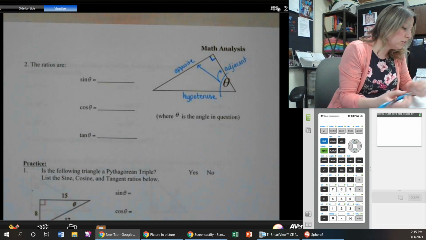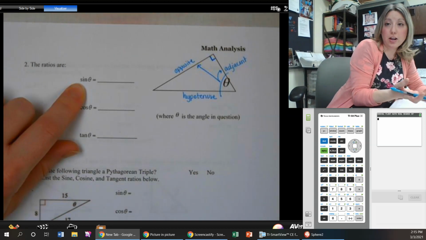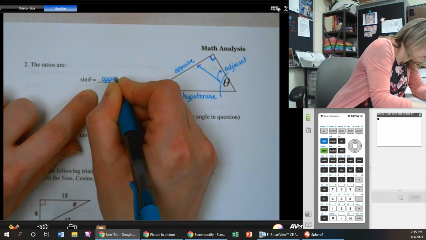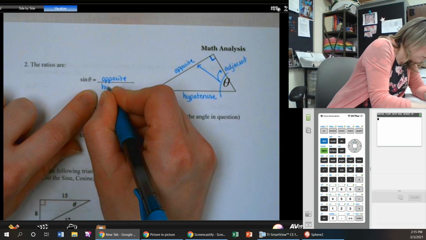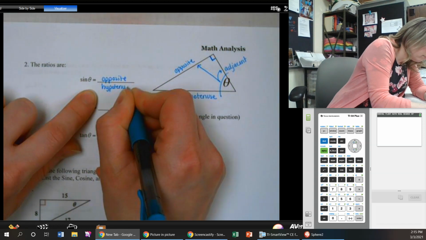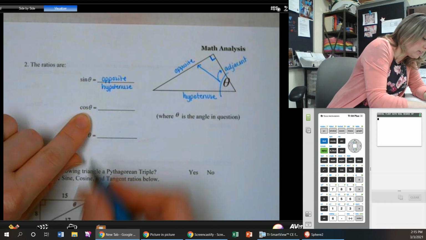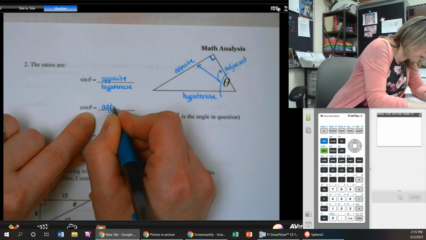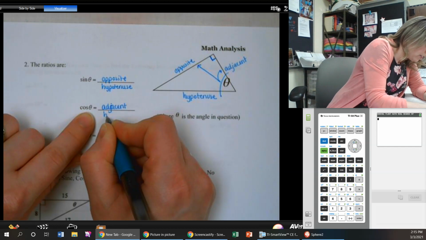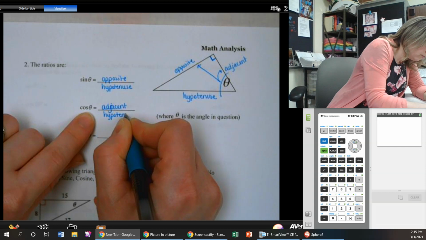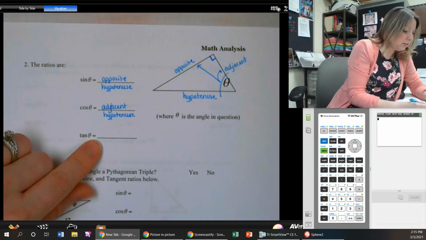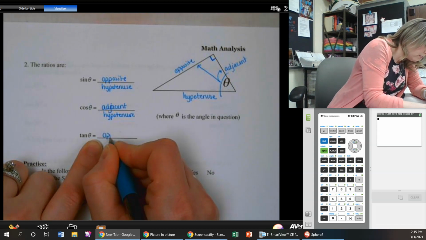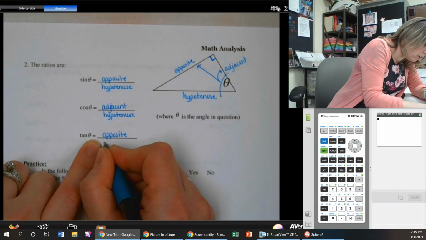The sine of theta ratio is the opposite over the hypotenuse. The cosine of theta ratio is adjacent over the hypotenuse side. And the tangent of theta ratio is opposite over adjacent.